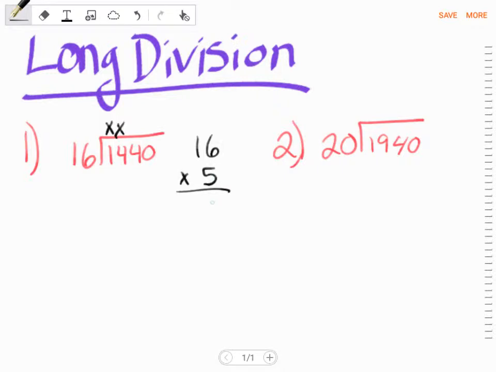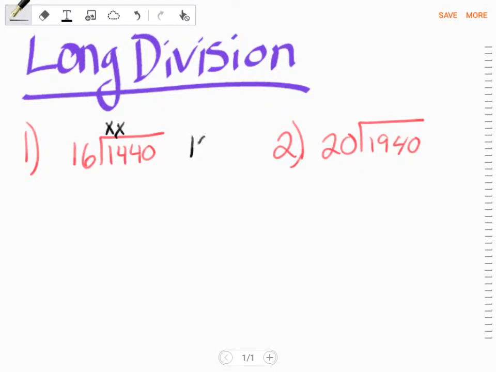So 5 times 6 gives me 30. Carry the 3. 5 times 1 gives me 5, plus the 3 gives me 8. So it gave me 80. It's not anywhere near where I need to be. So let's try something else.